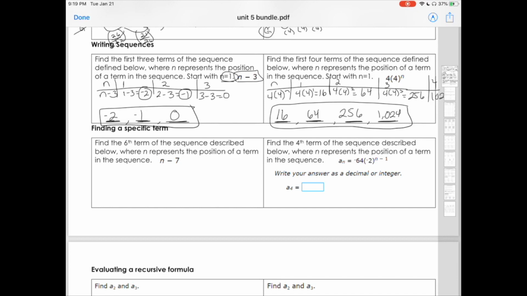So, finding a specific term. Find the 6th term of a sequence described below, where n is the position of the term. So 6th term means n equals 6. So 6 minus 7 is -1. That's my answer. Find the 4th term. So that means n equals 4. So I have -64 times -2 to the 4 minus 1. Plug that straight into a calculator. We have 512. To be continued in the next video.